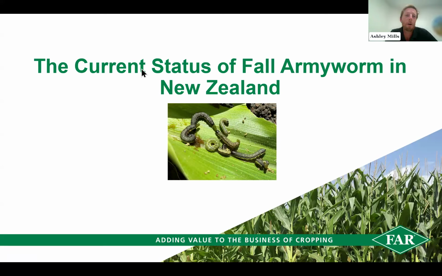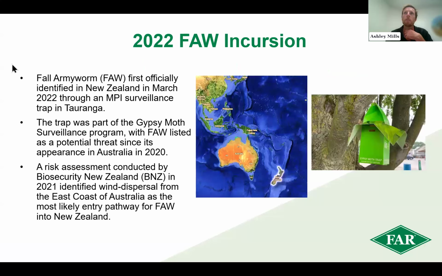Kia ora, hello everyone. Thanks for the introduction, Joe. So like you said, I'm here representing the Foundation for Arable Research, or FAR. FAR is a levy-based research organisation that supports the arable growers across New Zealand. So as soon as fall armyworm left response, FAR then initiated the long-term management plan. So we're now in our second full season after response.